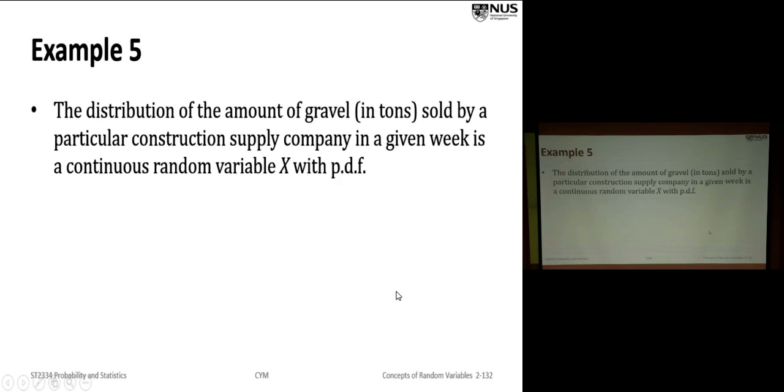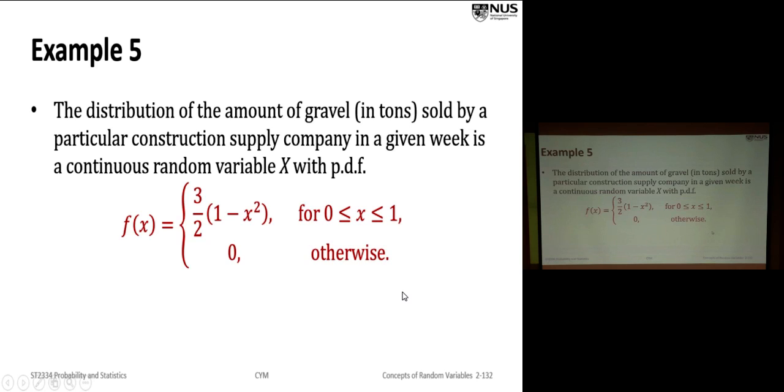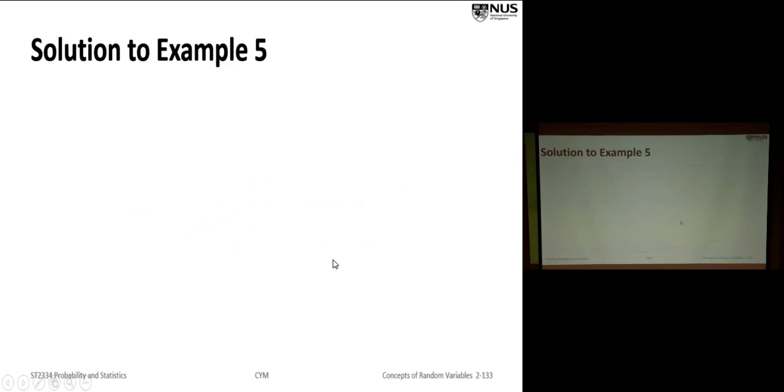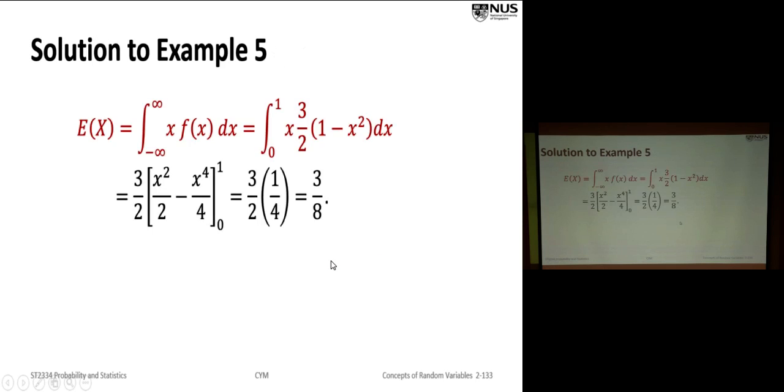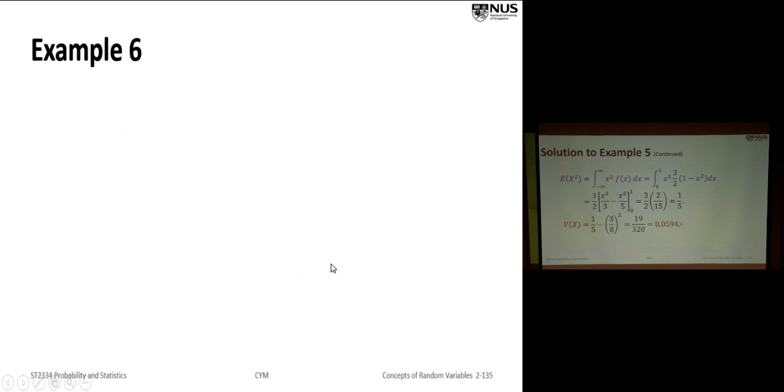All right. Let's look at another example. This is for continuous. So we have this PDF and find the expectation of x and the variance of x. I think you can work it out yourself. All right.